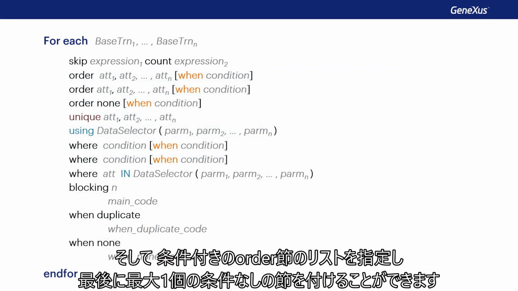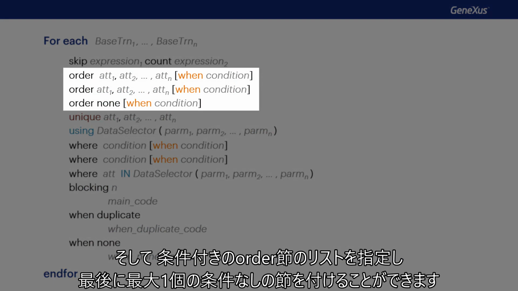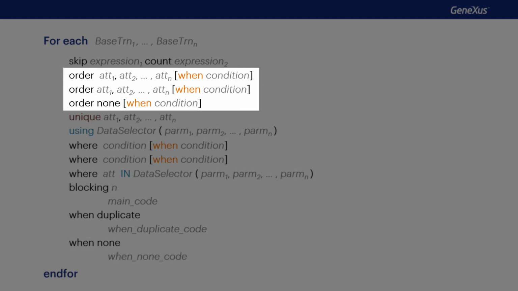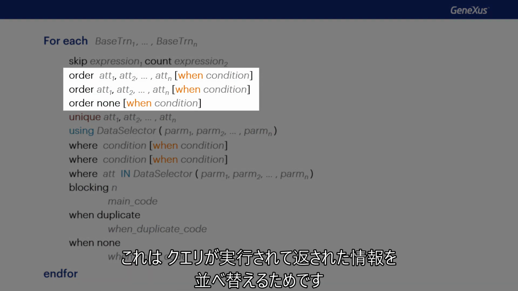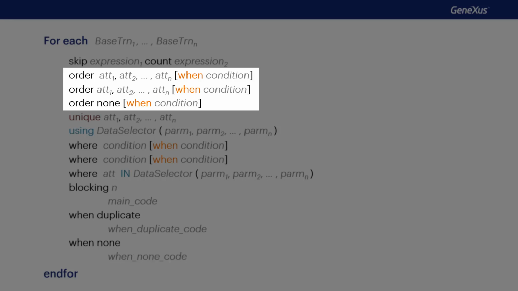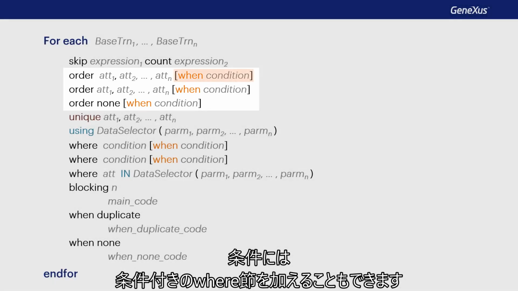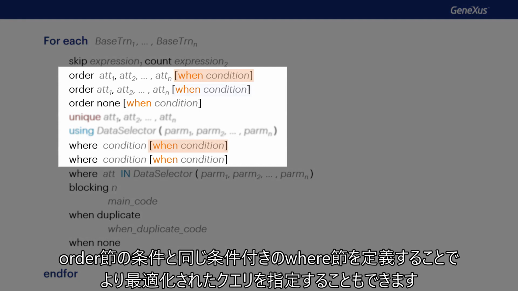We could then specify a list of conditional order clauses with a maximum of 1 unconditional clause at the end to sort the information to be queried and returned. Conditions also allow us to play with conditional where clauses in order to sort by the same filter criteria and to specify more optimized queries.